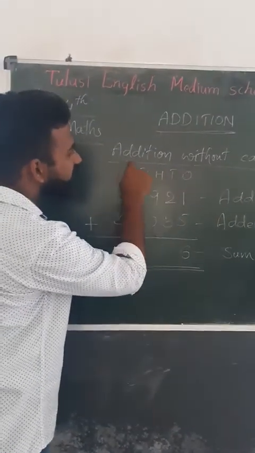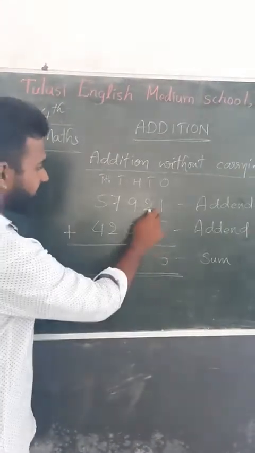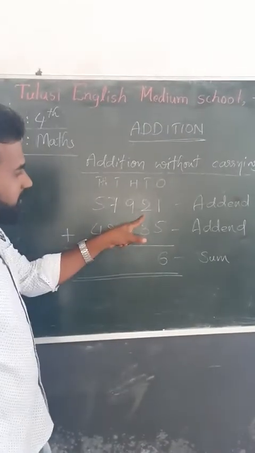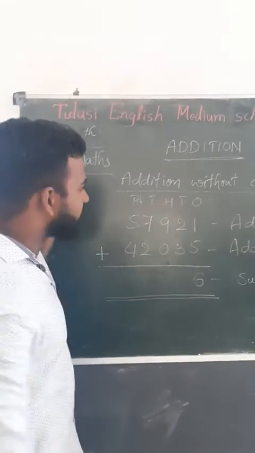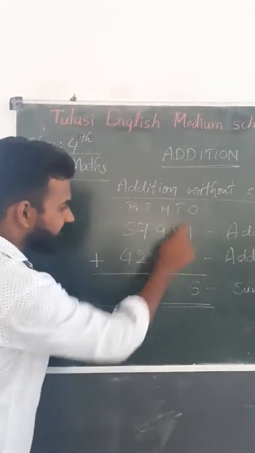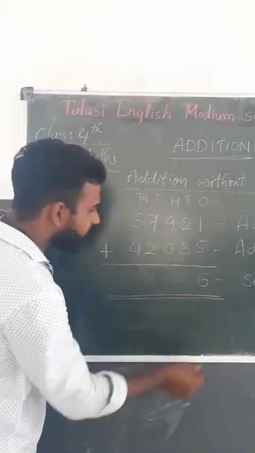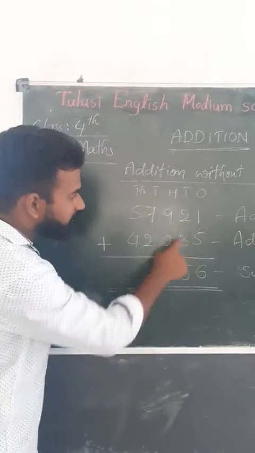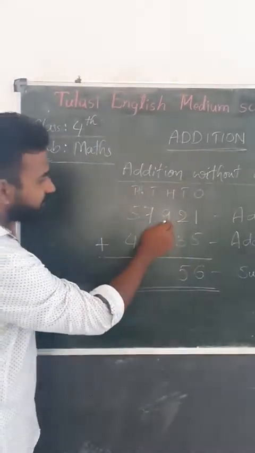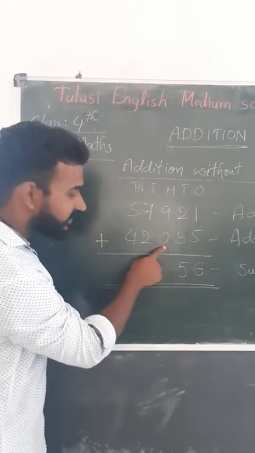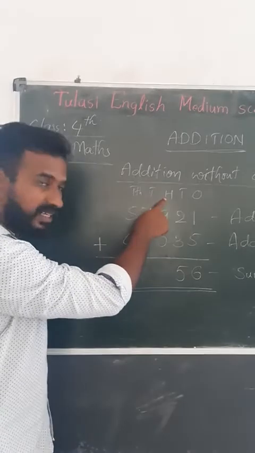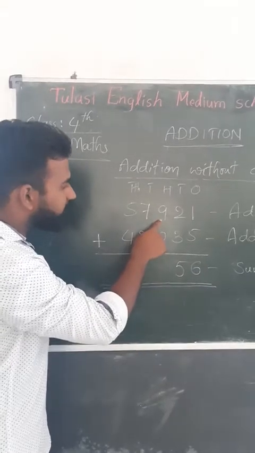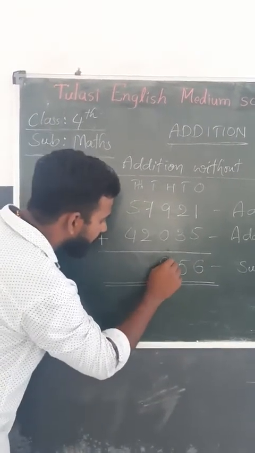No carry. So addition without carrying. Now 2 plus 3, 2 tens plus 3 tens. 2 is in the tens place, 3 is in the tens place. You know that 2 plus 3 is 5 tens. In the hundreds place, there is 9 here and here it is 0. It means 9 hundreds plus 0. 9 plus 0 is 9.